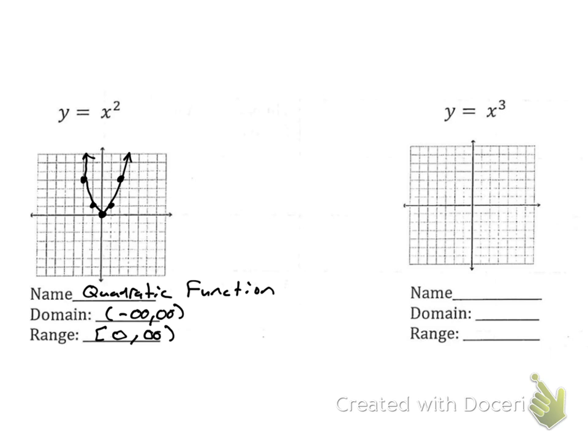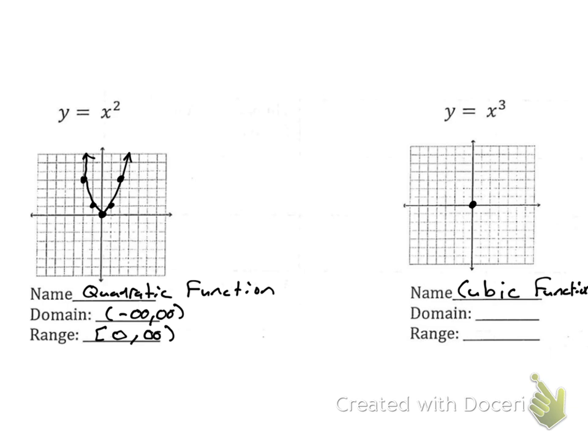Okay. What's our next function? Cubic. Cubic, good, right? That's x cubed, exponent of 3. Since it's cubed, it's going to be a cubic function. Okay. Again, our vertex will be at 0, 0.